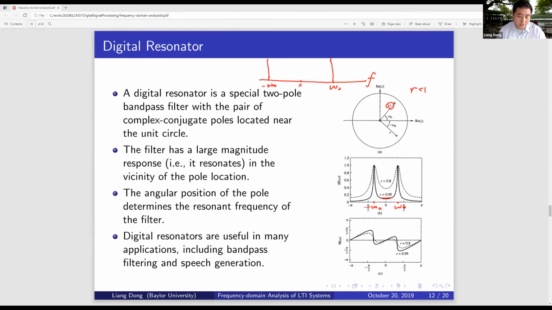Now, what about its phase? The angular position of the pole is nonlinear. From this picture we see this is a highly nonlinear phase, and it's not a straight line. If R is close to 1, this nonlinearity becomes dominant. You have those large turns.